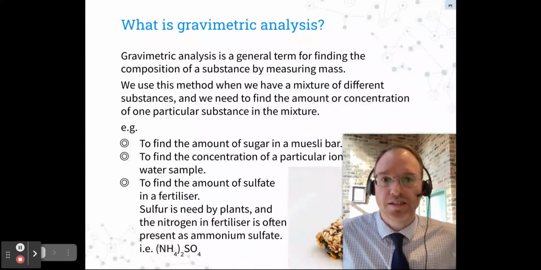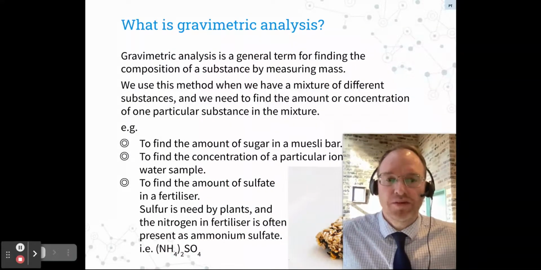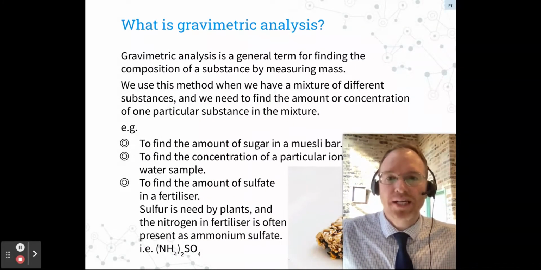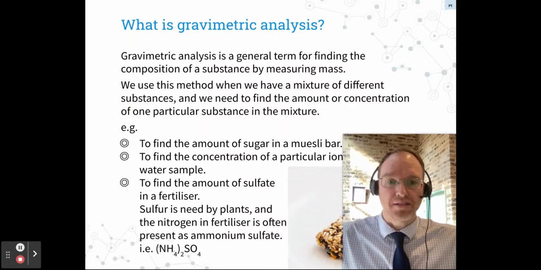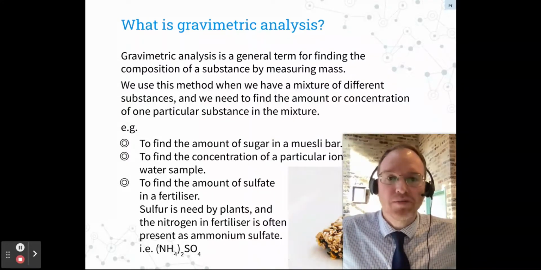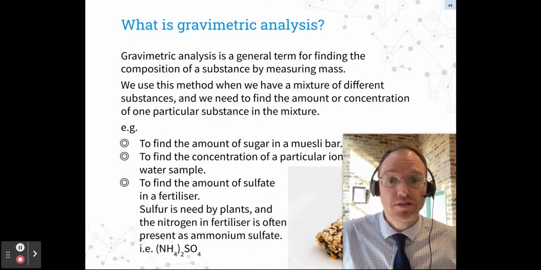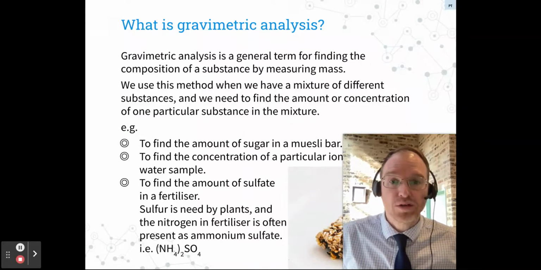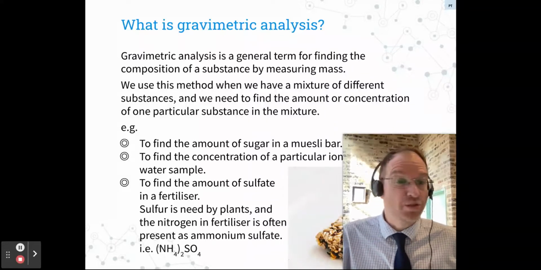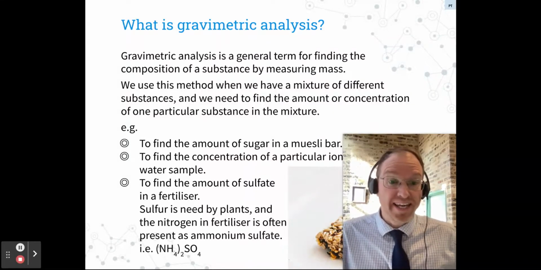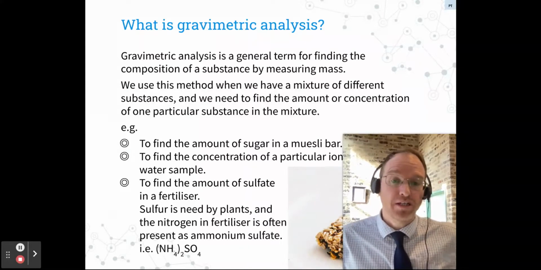What is gravimetric analysis? It's a general term, so there are different methods used, but gravimetric analysis is a general term for finding the composition of a substance by measuring mass. And we use this method when we have a mixture of different substances and we need to find the amount or concentration of one particular substance in the mixture. So I've got three examples there: sugar in a muesli bar, a particular ion in a water sample, like how much lead is in the water, and sulfate in fertilizer.